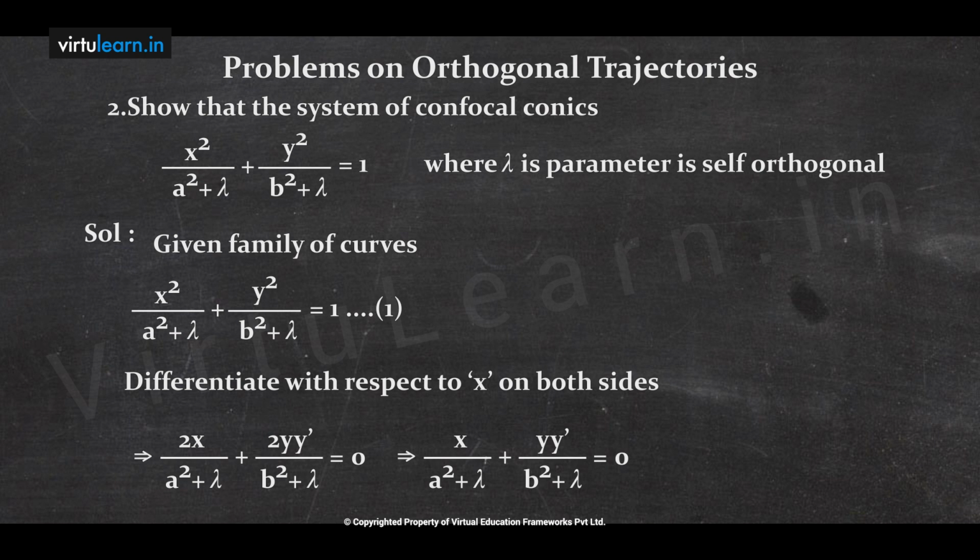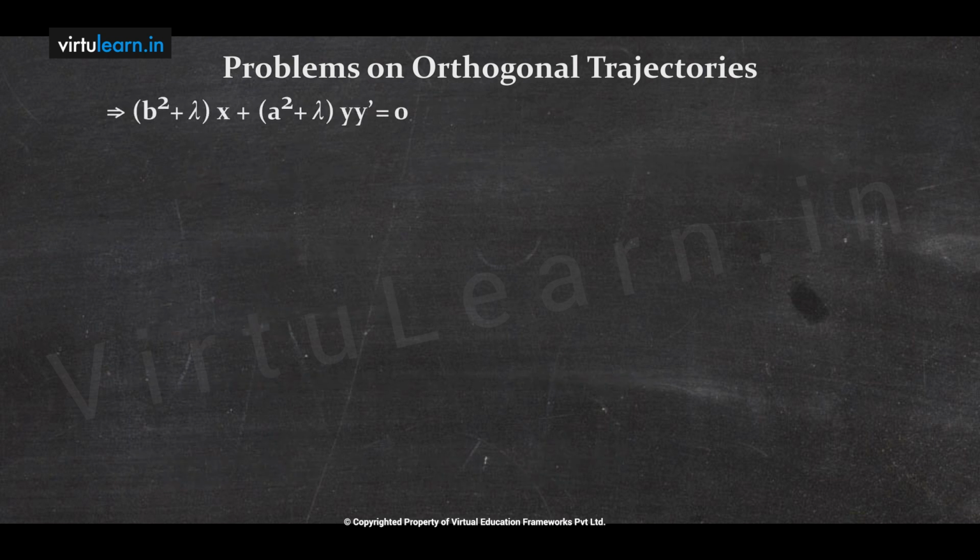Then take the LCM a square plus lambda and b square plus lambda. After taking the LCM and sending that side, directly I am writing: x into b square plus lambda plus y y dash into a square plus lambda equal to 0. Now in this I will calculate the lambda value separately, so focus on lambda. Taking lambda common: lambda into x plus y dash, plus b square x plus a square y dash equal to 0.